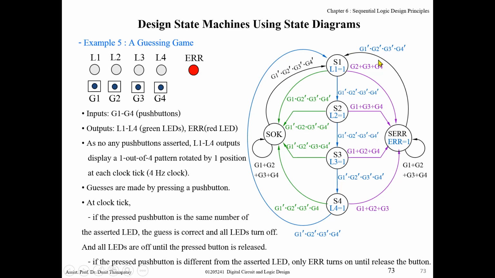If I use this one to continue the design, what is the next step? Maybe you do state assignment, right? To assign a binary code for each state. For this example, there are 6 states. That means it needs at least how many bits to represent these 6 states?